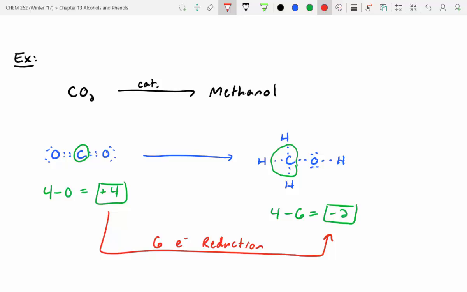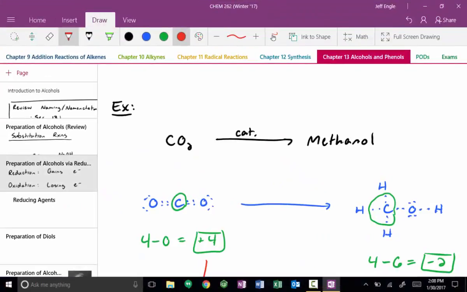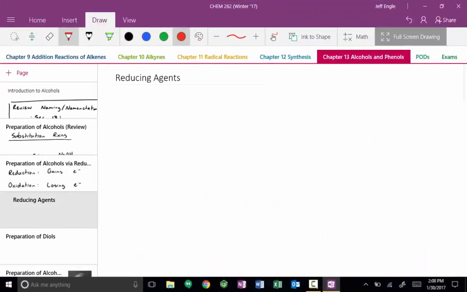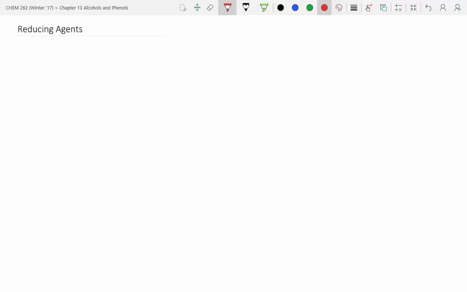Does that make sense? All right, so we're going to finish off talking about some reduction reactions. And there's a handful that are really common.